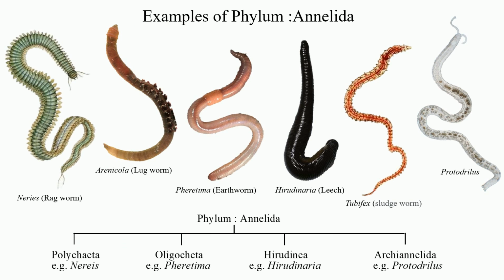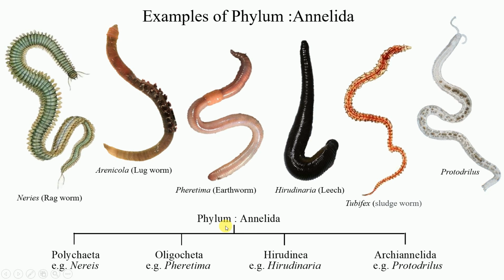Now examples of Annelida, you can give many examples. Nereis, commonly known as a ragworm, and Arenicola, which is known as a lugworm. Again Pheretima, which is the earthworm, which is very common to all. Then Hirudinaria, commonly known as a leech, in Marathi it is known as a Zolu. Then Tubifex, which is known as a sludgeworm, and another example is Protodrilus. So all these organisms are examples of Annelida.